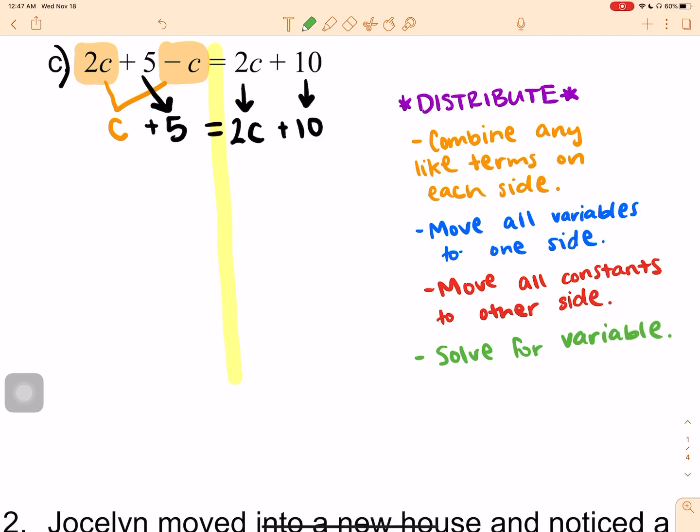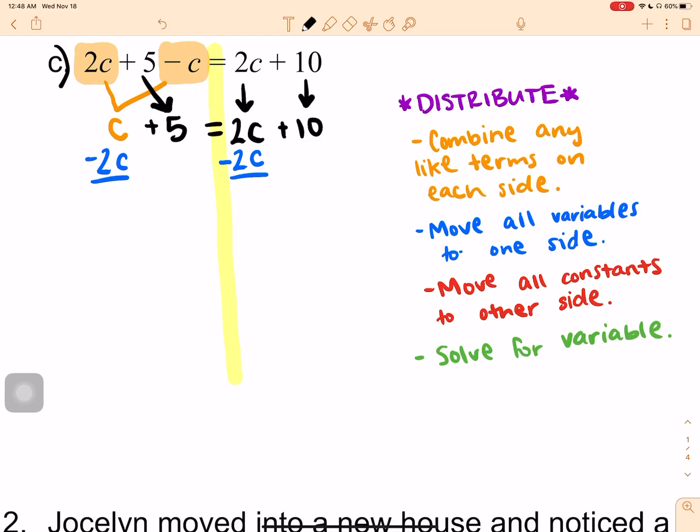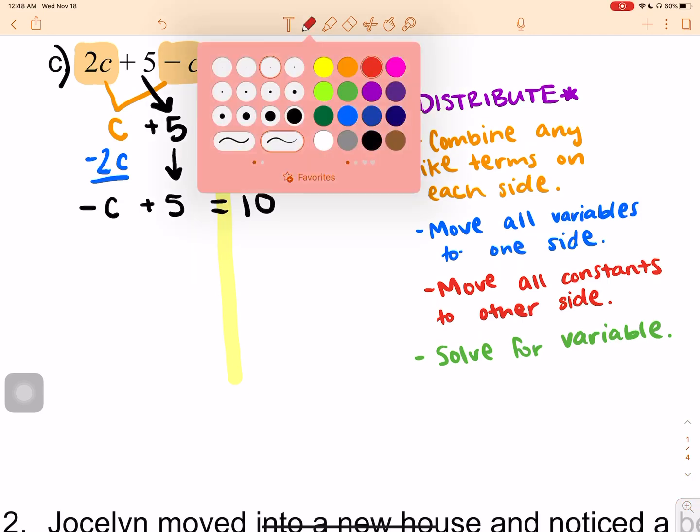Okay. So now my next step, I'm going to move my c's over. Again, it does not matter which side. I'm just going to move them over to the left. Since this is a positive 2c, I'm going to subtract 2c from both sides. 1c minus 2c, 1 minus 2 is negative 1, so we're left with negative c plus 5, these cancel out, equals 10. And you notice I'm moving a little bit faster because I do expect you to be pausing.